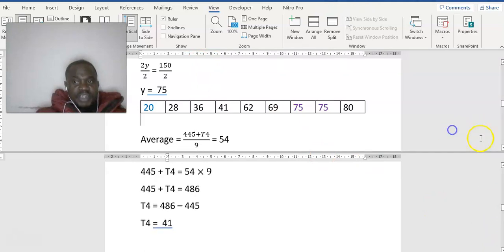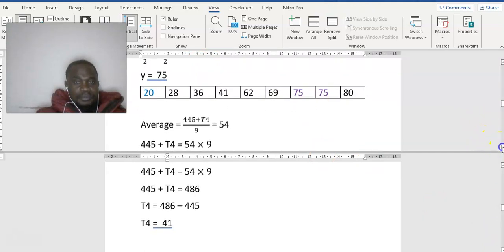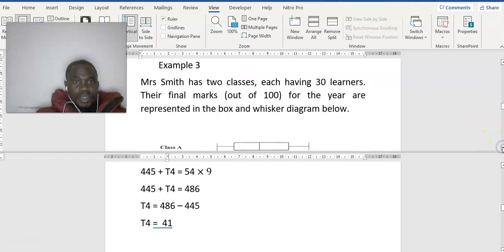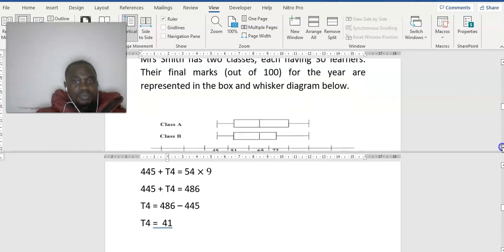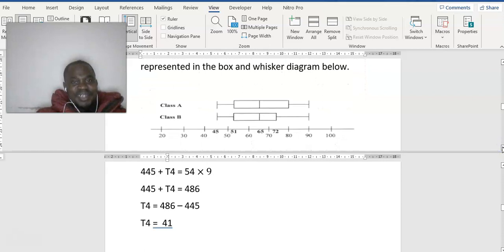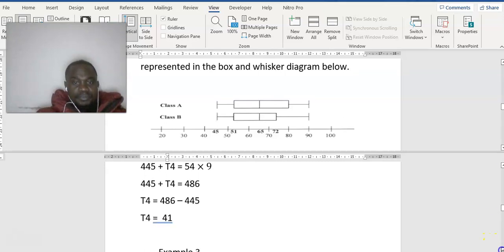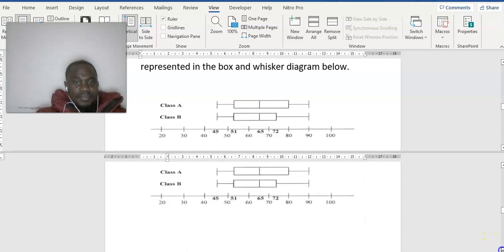Now our next question. Mrs. Smith has 2 classes, each having 30 learners. Their final mark out of 100 for the year are represented in the box and whisker below. So we have another box and whisker. This time you are not drawing, they've drawn it for you and they are asking questions on it. What is the first question?